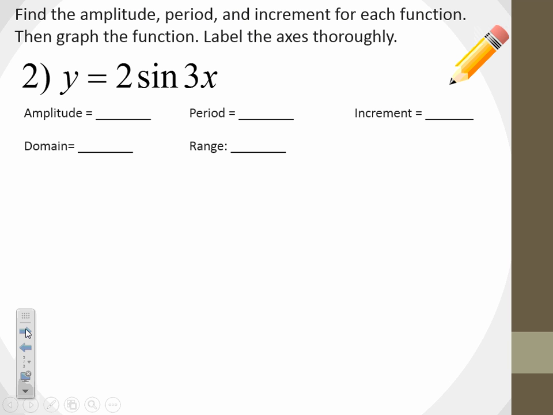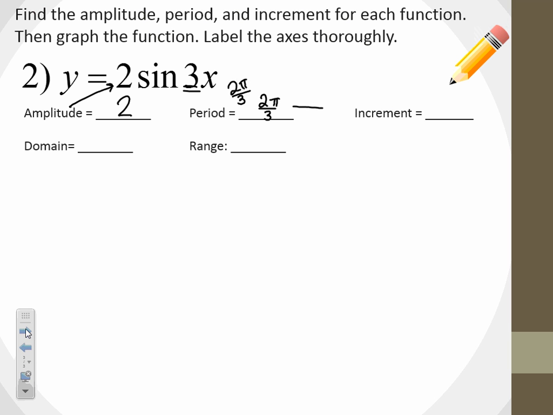So this is a little tricky. Here we go. The amplitude. That means that we're going to look right in front, a 2. So we're going to have a maximum wave height of 2. The period is 2 pi divided by 3. If I were to simplify that, 2 pi divided by 3, can I? Because the 3 is the b value, can I simplify 2 pi divided by 3? Not if we don't want a decimal, okay? So this is just going to say 2 pi divided by 3.